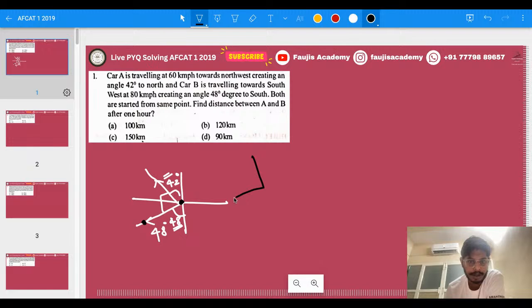Can we simply draw a triangle, something like this? This one must have traveled 80 kilometers, and this one is traveling at 60 kmph. They have asked what is the distance between A and B after 1 hour. Can we find out this value? The hypotenuse. What will be that value?